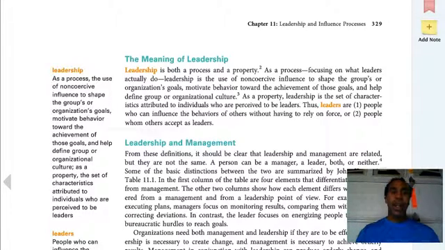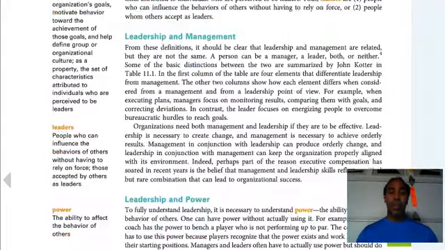with an open mind. Leadership, as stated in the definition, is a process, the use of non-coercive influence to shape a group or organization's goals, motivate behavior toward the achievement of these goals, and to help define the group or organizational culture. Right? So when they talk about non-coercive, there are different types of leadership. If you're a charismatic leader, people are following you because they want to follow you, because your charisma draws them in and attracts them to you and what you're doing. It doesn't have to be that you're their manager or their boss telling them what to do.